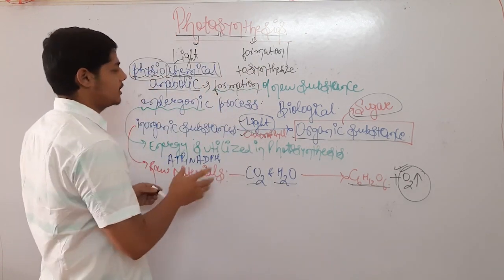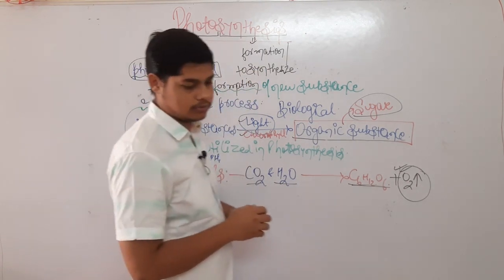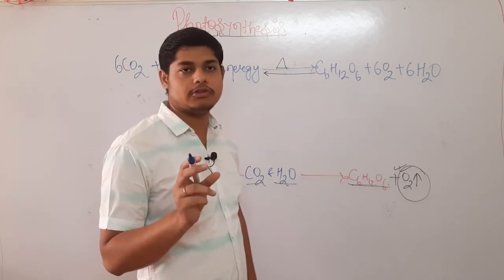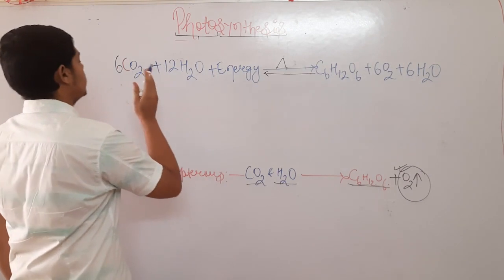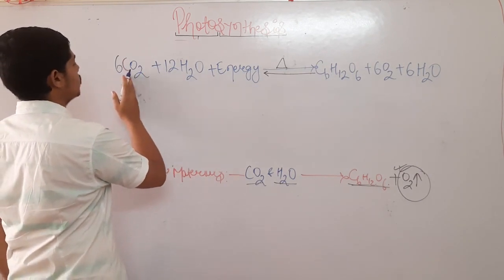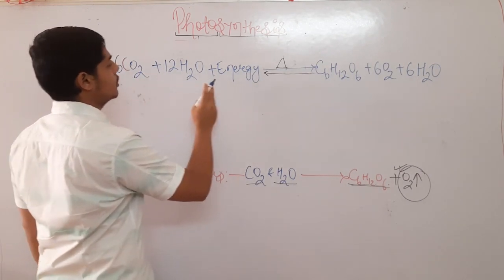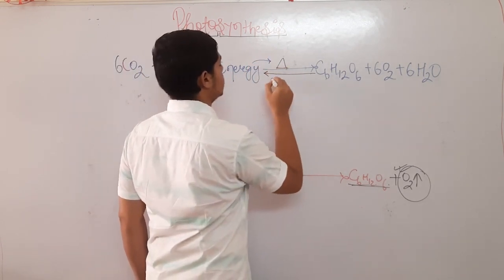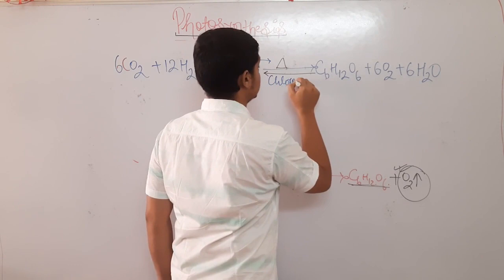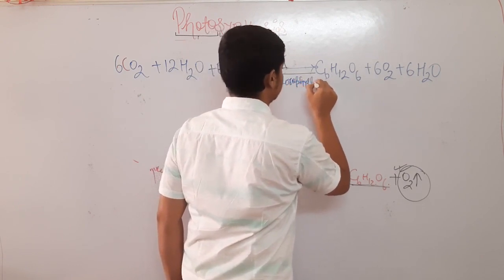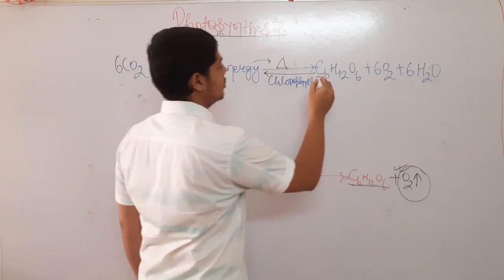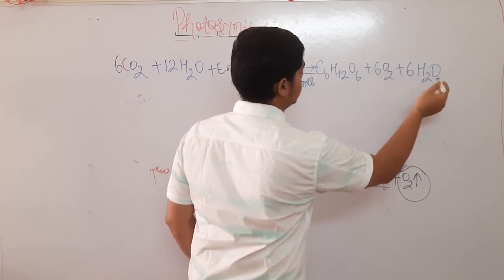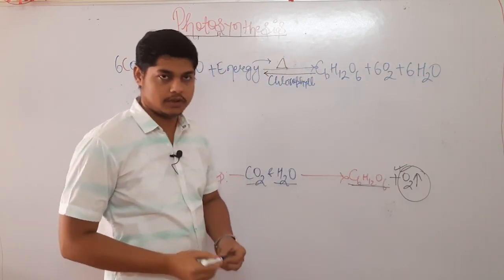So if we look at the exact chemical equation of photosynthesis, it will be 6 molecules of CO2 plus 12 molecules of H2O plus some amount of energy in the presence of chlorophyll is converted into glucose, O2 is evolved and H2O is released.